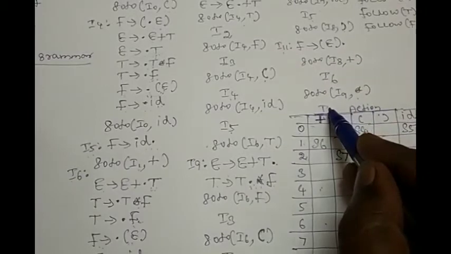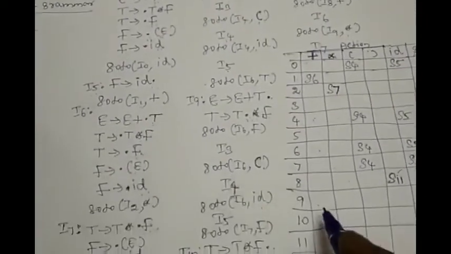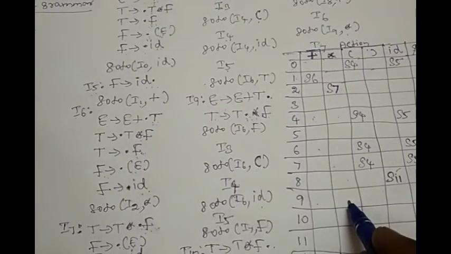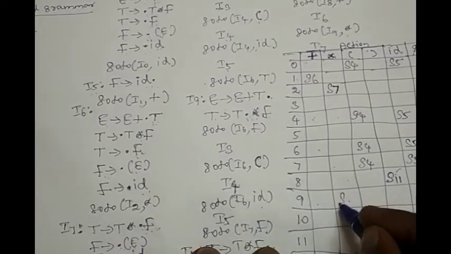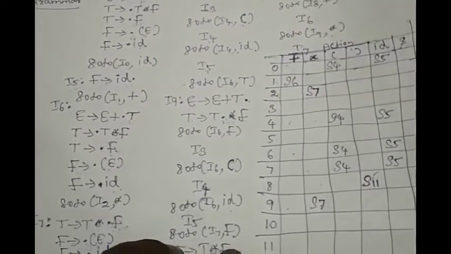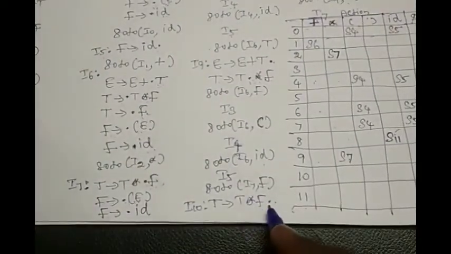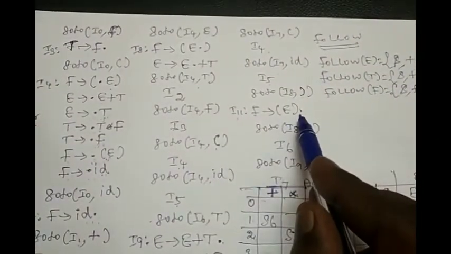Now I9. In I9 I have a dot before star. Star is a terminal, so goto of I9 comma star gives me I7, isn't it? So in I9 on star I write S7. That's it, I9 has been completely done. Now come to I10. In I10 there is no dot before a terminal. Now look into I11. In I11 also the dot is not before a terminal, so we can skip it. That's all. Now one step is done.